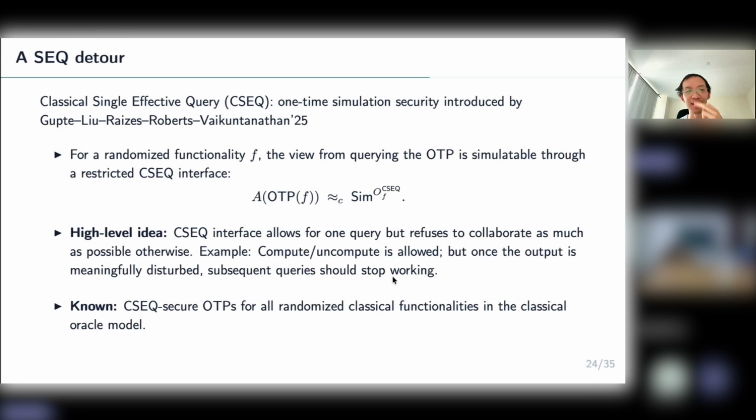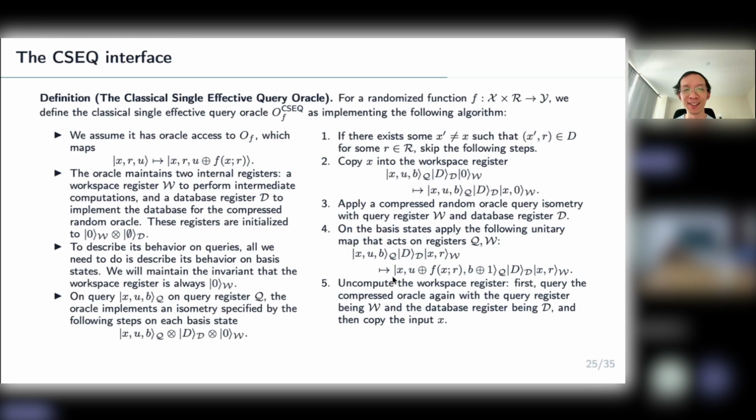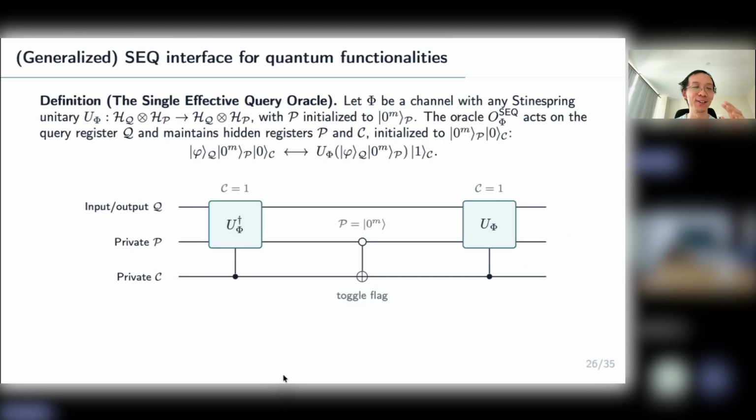Okay, so going back, what is this CSEQ interface? Well, here's the formal definition. It's actually quite complicated, so I am not going to even try to explain what it does, because this is not complete: it also uses compressed random oracles, and I am not going to have the time to tell you what a compressed random oracle is. Instead, I'm just going to tell you our new definition, the SEQ interface, which generalizes CSEQ to all quantum functionalities. And unlike the previous slide, it's just 4 lines.